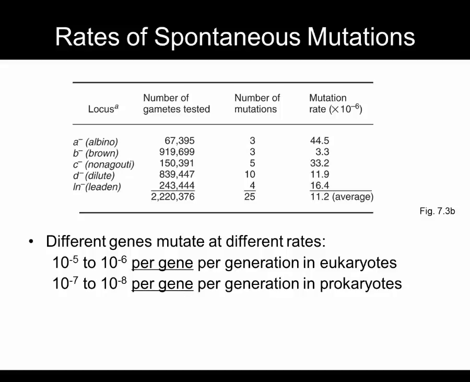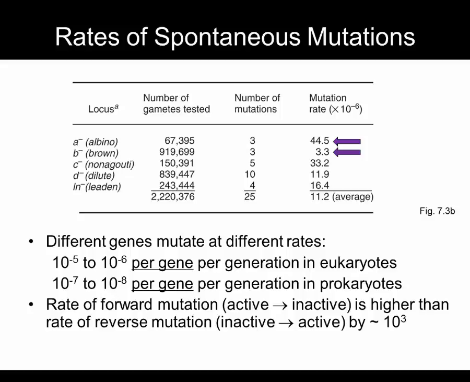Prokaryotes tend to have lower mutation rates than eukaryotes. But even within a species, you can see great variations in the mutation rates of different genes. We also see that forward mutations are much more common than reverse. You can break a gene by mutating it in various ways at various positions along its sequence. But reverting a broken gene requires specific mutations at specific locations.